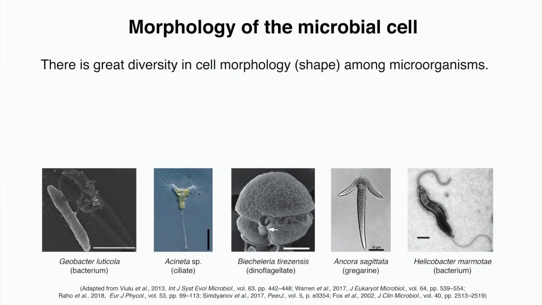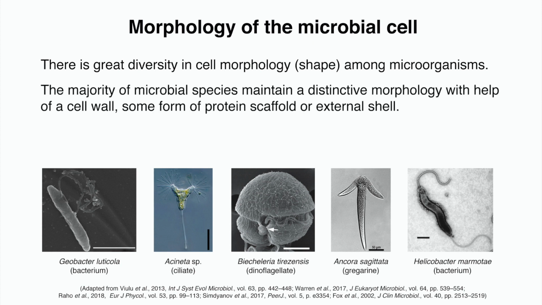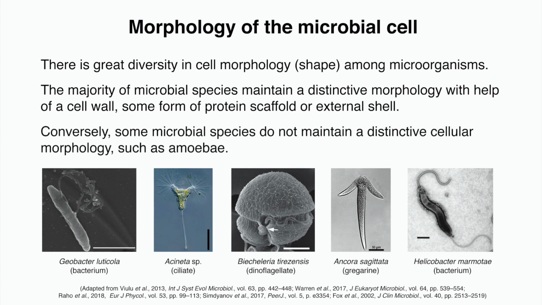There is great diversity in cell morphology among microorganisms. The majority of microbial species maintain a distinctive morphology with the help of a cell wall, some form of protein scaffold, or external shell. Conversely, some microbial species do not maintain a distinctive cellular morphology, such as amoebae.